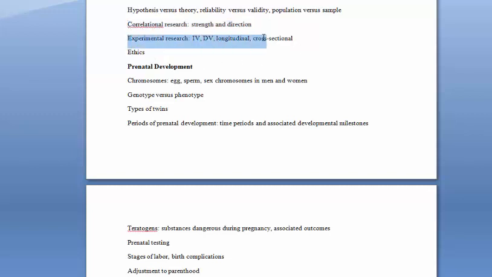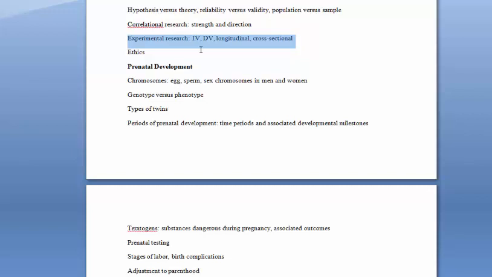So experimental research allows us to determine causation because we're actually manipulating something. So an independent variable is something that we manipulate. A dependent variable is something that we measure. So for example, I could have a treatment study where one group gets my new treatment and the other group gets a placebo or a fake treatment, and then I measure their symptoms. The independent variable would be the type of treatment you receive because that's what I manipulated between the two groups. The dependent variable, what you're measuring here, would be the symptom severity.